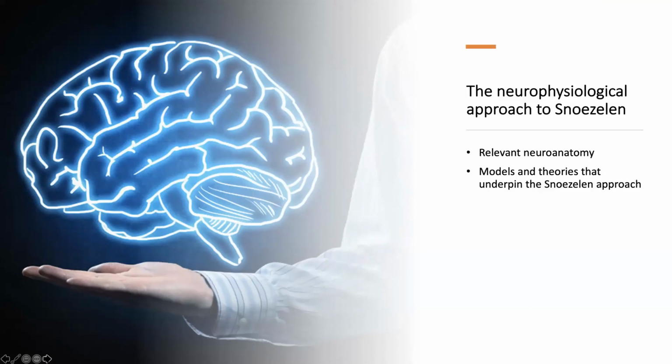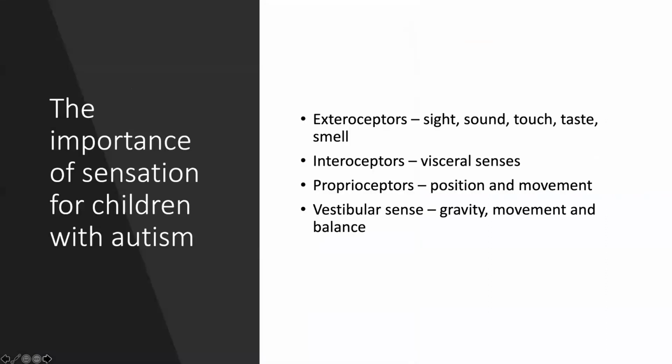As a result of this understanding, various different models have emerged to help us understand why people respond the way they do to different types of sensory input. So I think the important thing to start with is recognizing that the way we interpret our environment is a result of many different nerve endings that exist in the body.